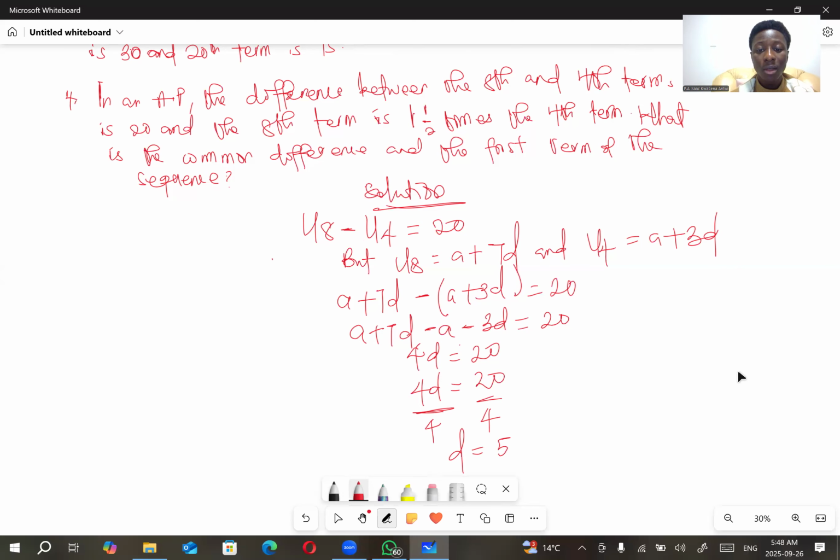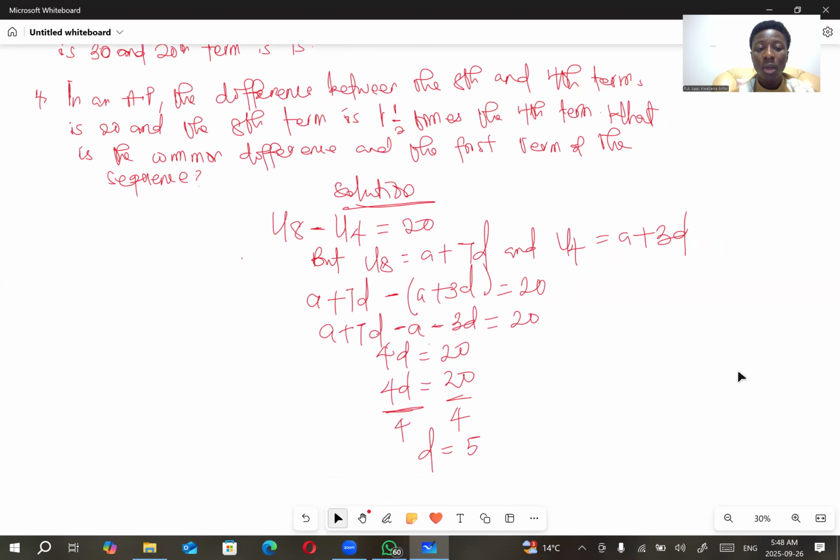So when you reach the next line, we are coming to that. Who could do up to this point? Yes, I was able to do that one. Okay, good. Because it's simple English, I wonder why the difference between the eighth term and the fourth term is so hard. U8 minus U4 is 20. What's hard about that?